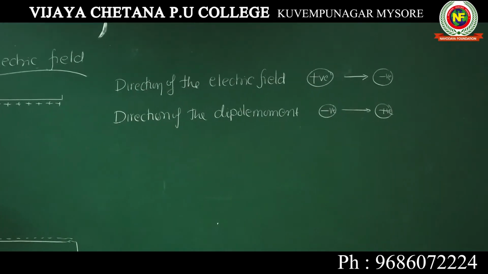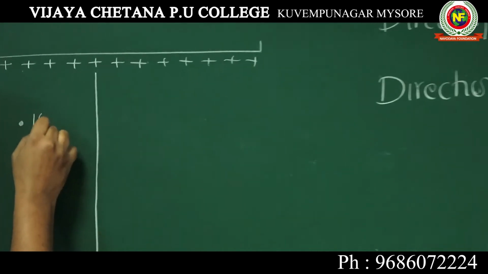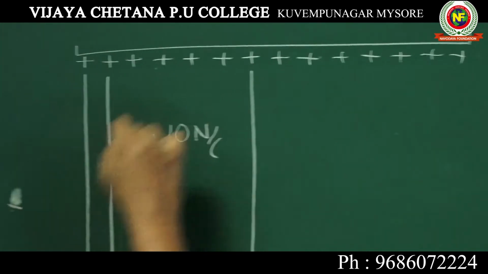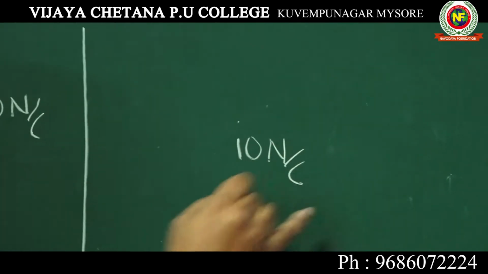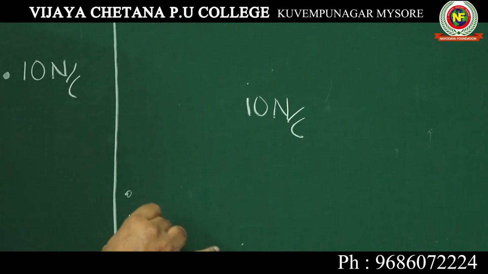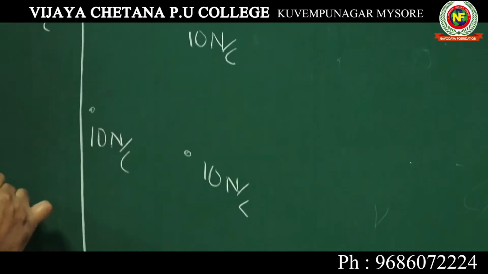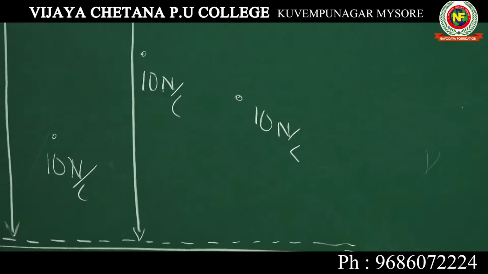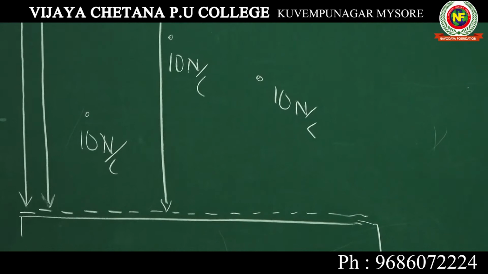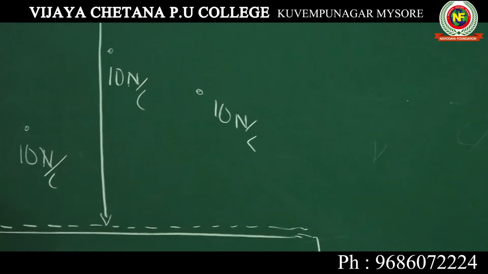Therefore, if somebody asks what the intensity is here, and if I practically find that it is 10 Newton per 1 coulomb, it should be the same 10 Newton per 1 coulomb everywhere. This is also 10 Newton per 1 coulomb. Here also 10 Newton per 1 coulomb. Likewise, everywhere you find the same 10 Newton per 1 coulomb. Means intensity is the same everywhere in the region between the two planes.